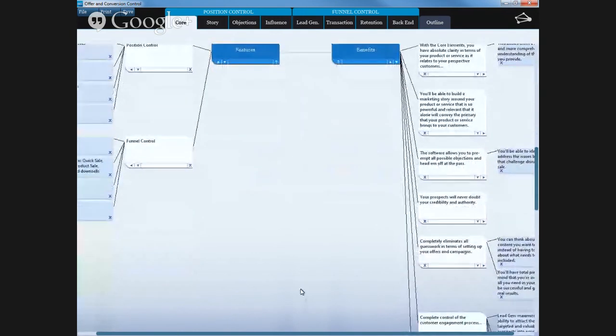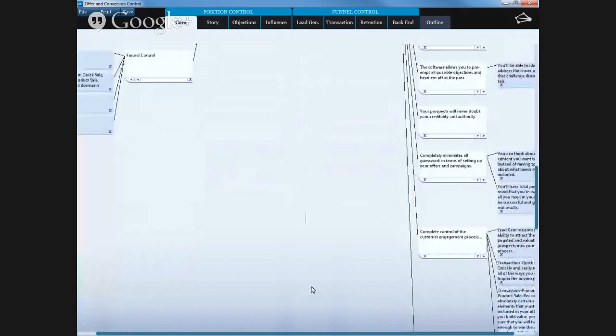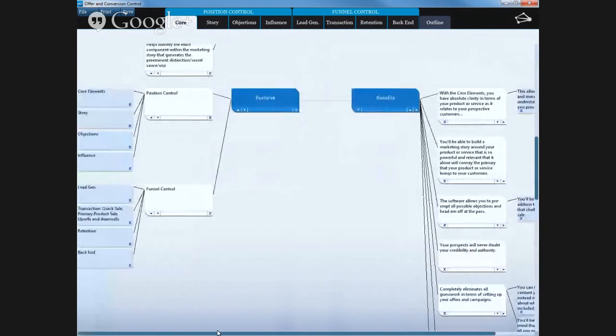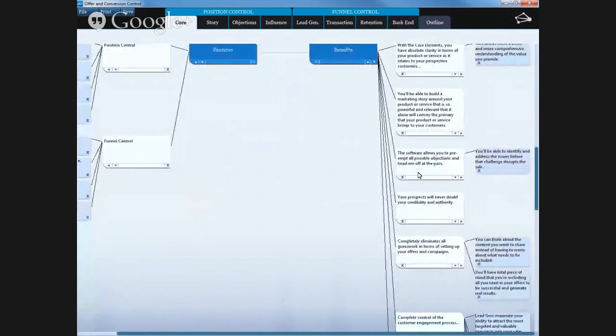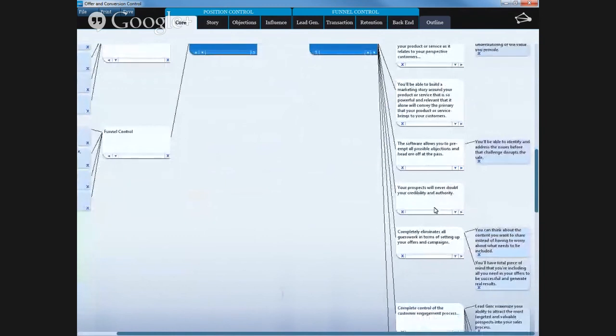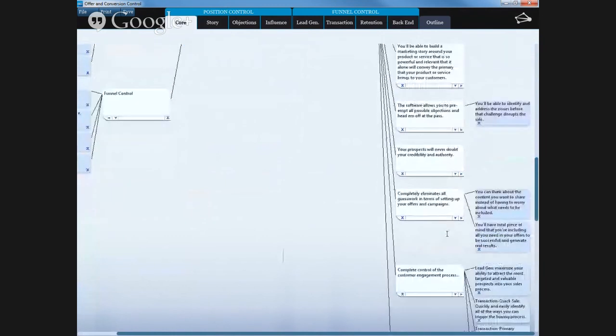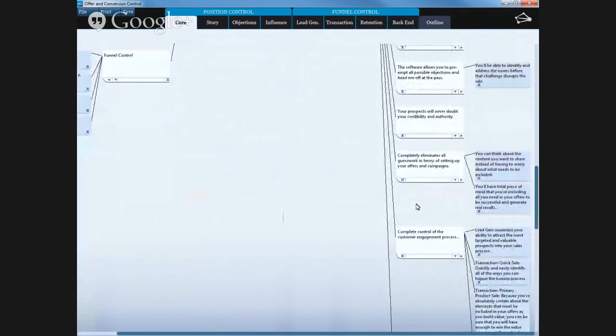So all the way down, this just goes through the different features. I just think it's how we use the software. We took out position control and broke it down: core element, story, objections, influence. Funnel control, we broke it down: lead gen, each one, and then we went through each one and broke it down. Like, what is the benefit of this? What is the benefit of this? We literally broke it out as best we could. Some of this ends up in our messaging, some of it doesn't, but the point is we now have it all in front of us to make our decisions and to create a really powerful marketing message overall.